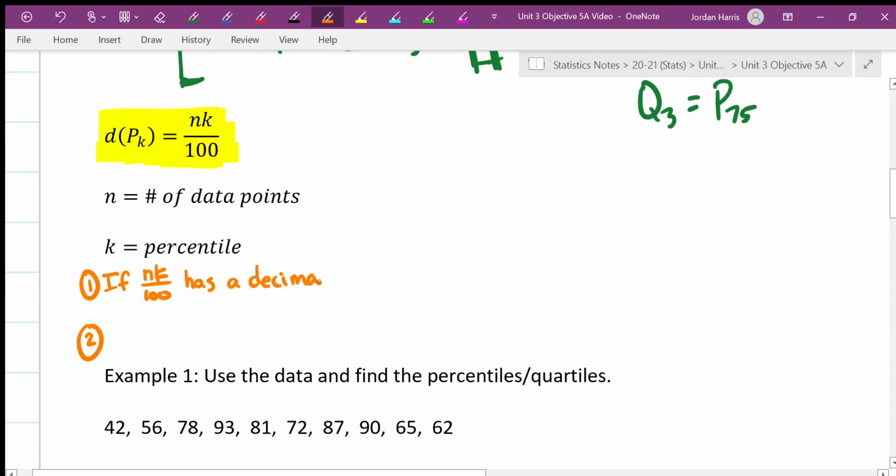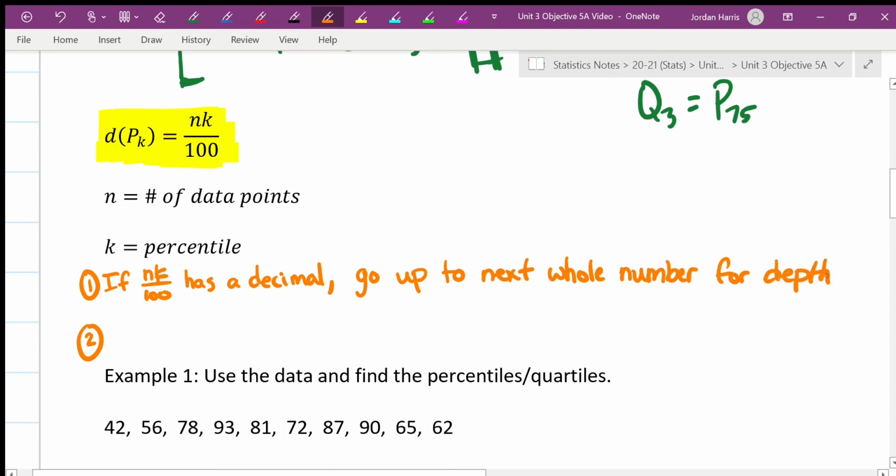If it has a decimal, it does not matter what decimal. If it's a 0.001 or a 0.9999, it doesn't matter. If it has a decimal, go up to the next whole number for depth.